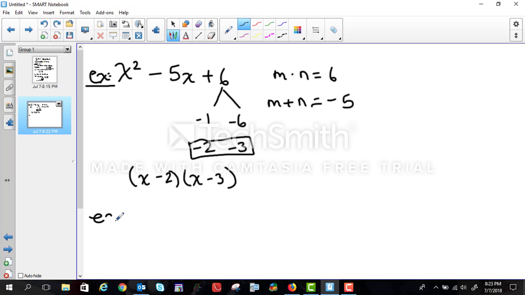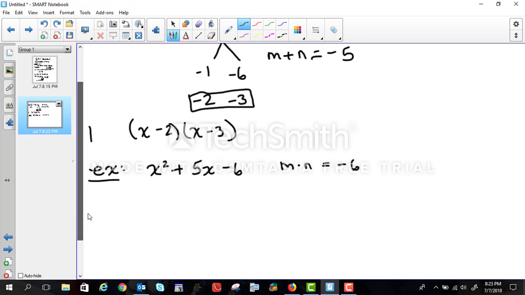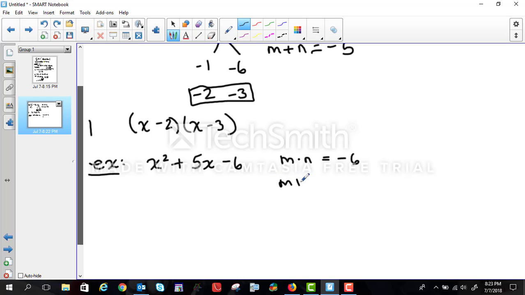So what happens then if I have x squared plus 5x, but I have a minus 6? So now I've changed, this was a positive, now it's negative. This was negative and now it's positive. So I still want two numbers that multiply to give me 6, but instead of 6 now it's minus 6. And when you have two numbers that multiply to give you a negative, they still have to add up to 5. Oops, sorry, let's change that to an n. I'm getting ahead of myself here. So we still want them to add up to 5. So we're going to go m plus n equals 5.